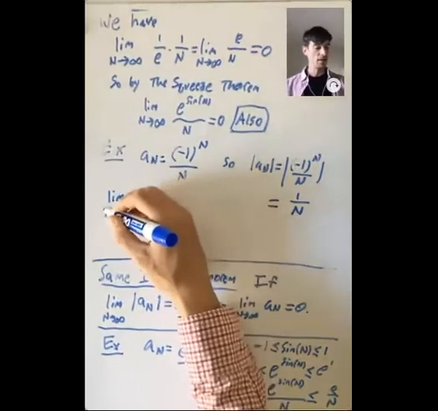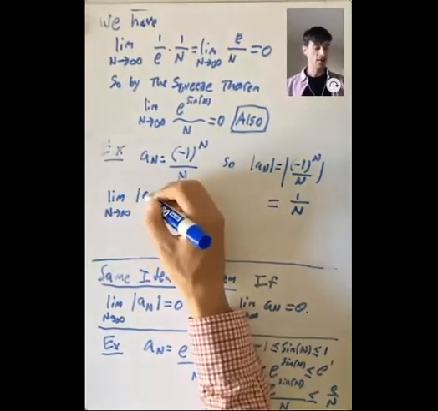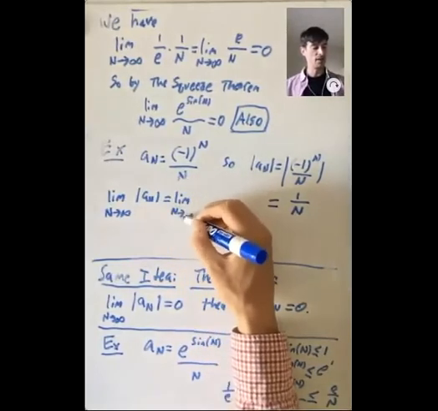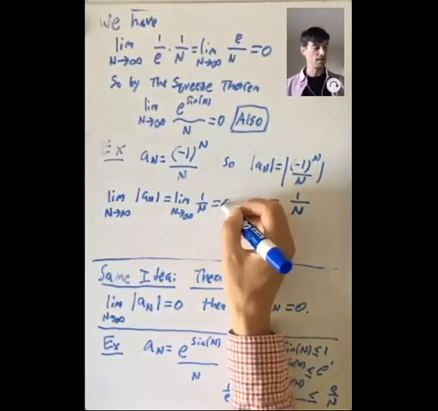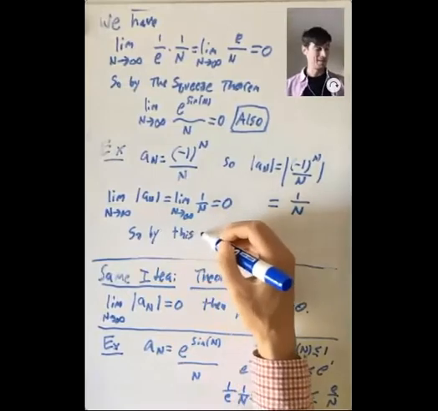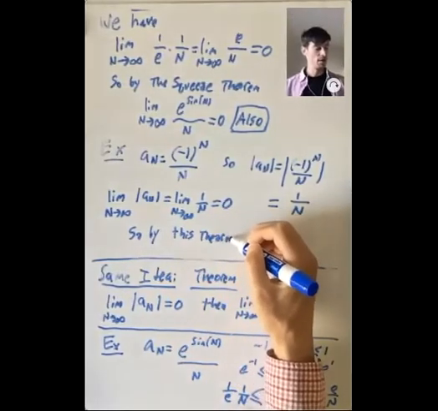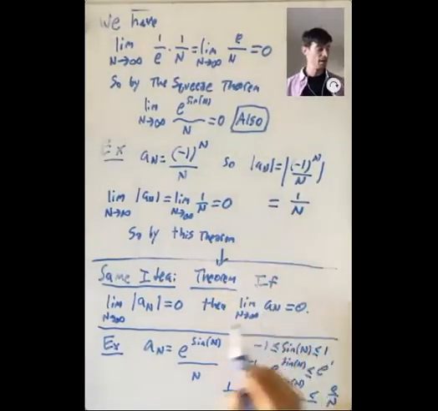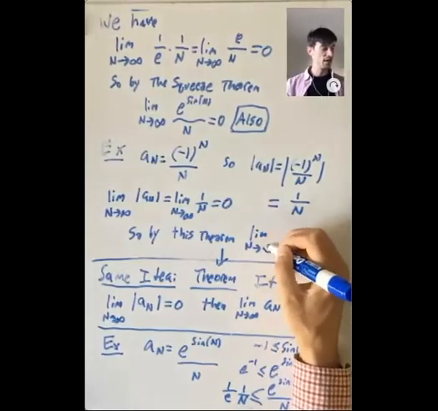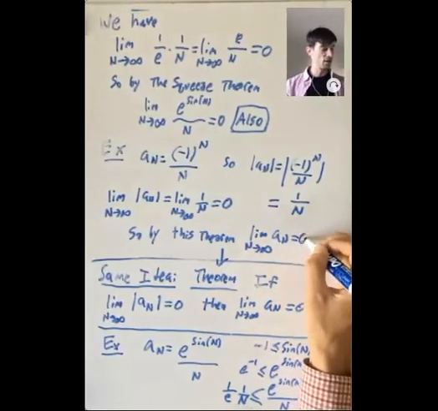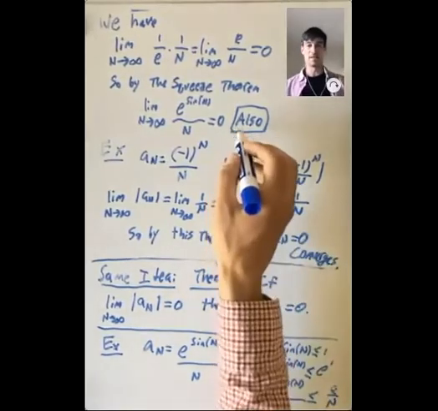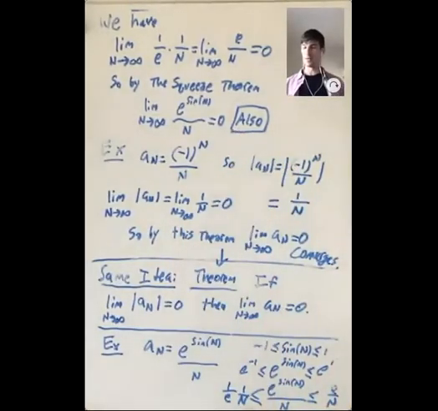And we know that the limit as n goes to infinity of the absolute value of a_n, which is the limit as n goes to infinity of 1 over n, is equal to 0. So by this theorem right below, we know the limit of the absolute value is 0. So the limit as n goes to infinity of a_n is also equal to 0. So this converges, just like this sequence converged as well.